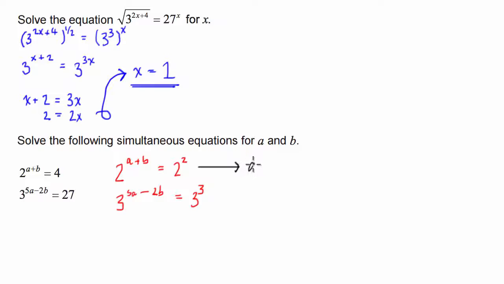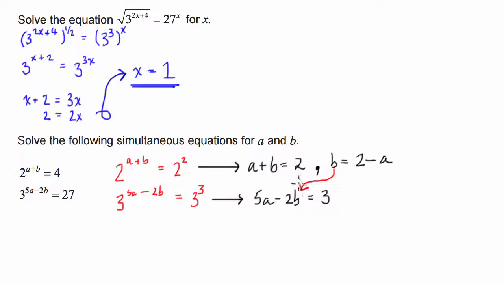is a plus b equals 2. And in this one, we're going to have 5a minus 2b equals 3. Cool. So we can rearrange the top one to make b equal to 2 minus a. And from there, we're going to substitute that in for b in the second equation.